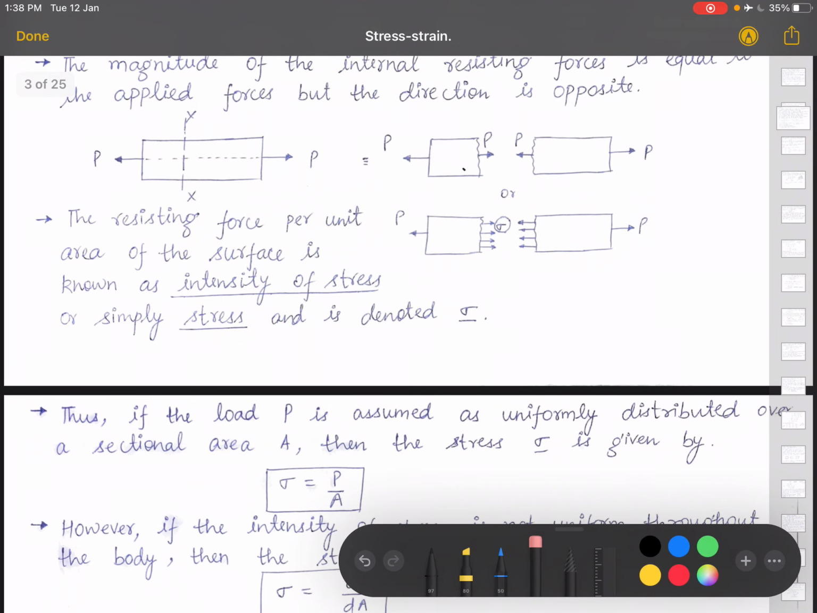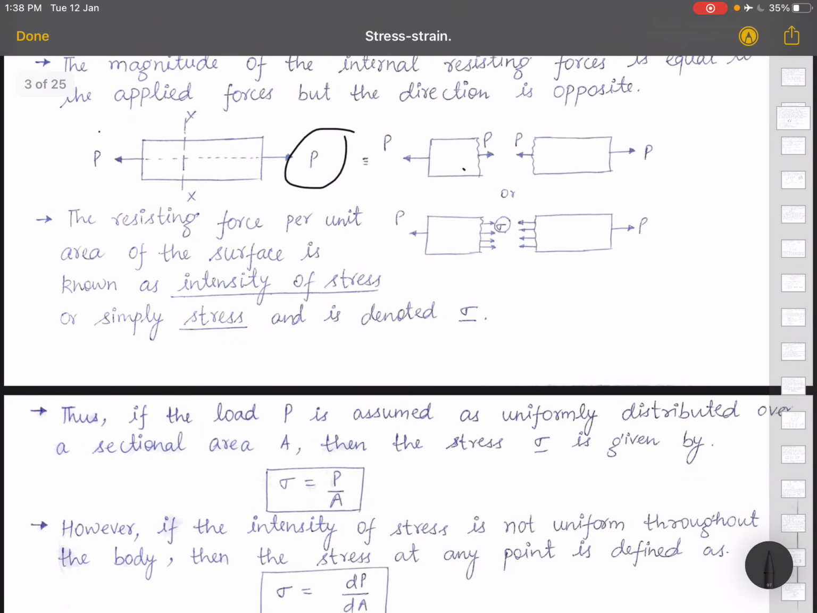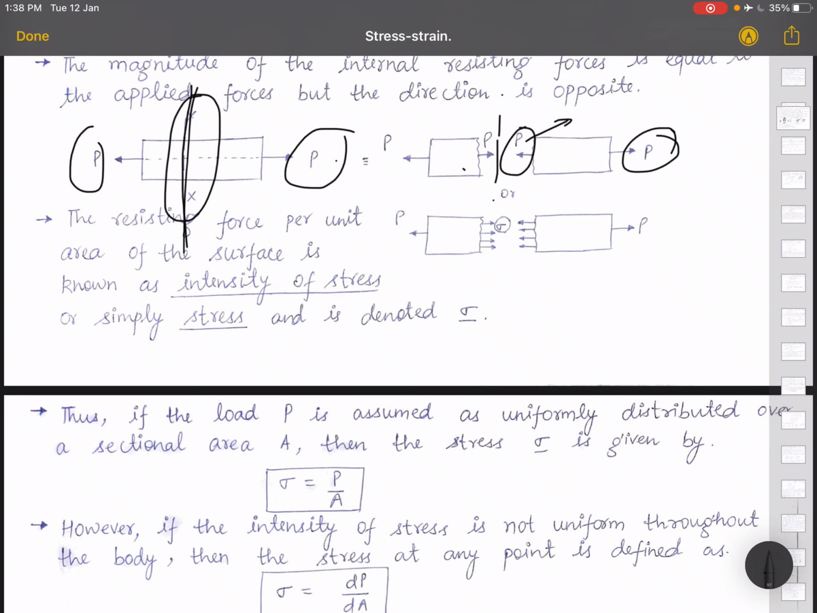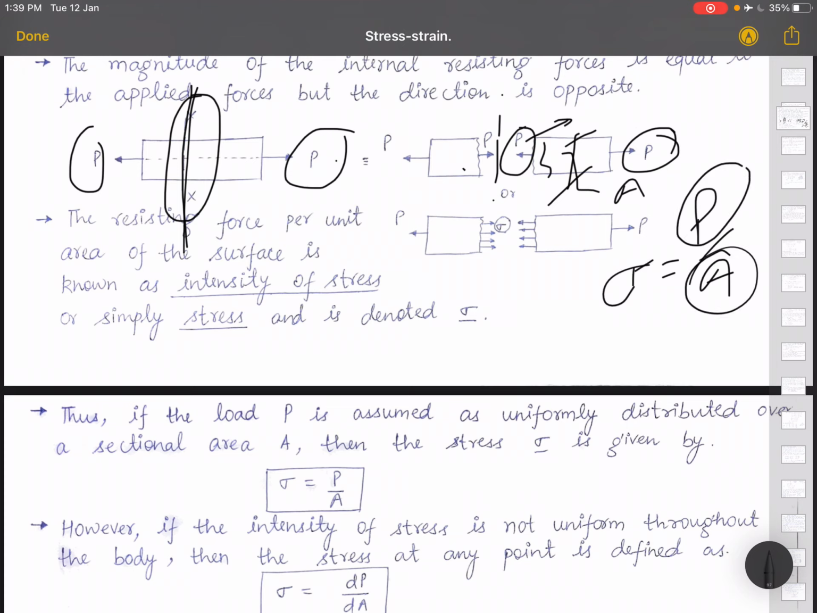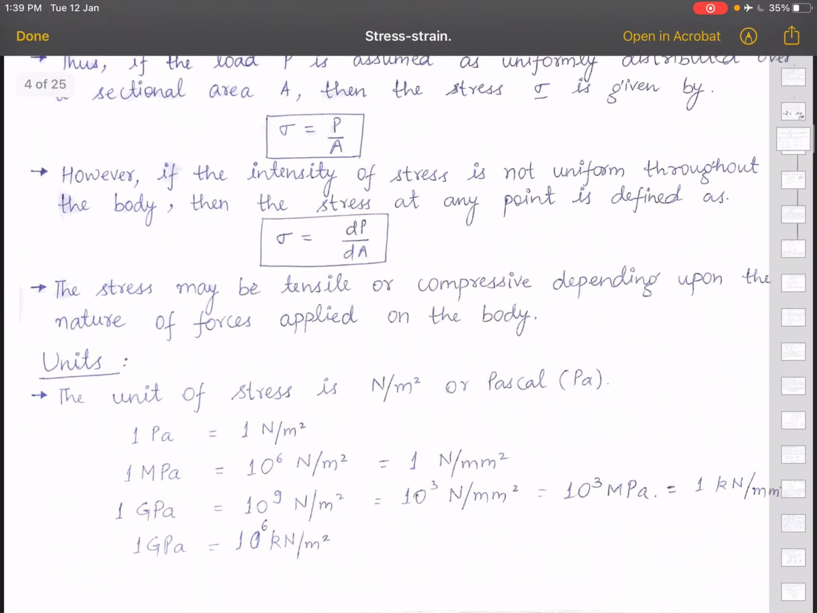So let me just tell you once more. This was the load. Now we want to see the action of this load at this cross section XX. What we have done is parted the body at XX, so this side and this side. This was P. So by the equilibrium condition, P force will be generated here. So this force per unit area, if the cross-section area is A, this P by A will be termed as stress. Stress is internal resistance per unit area. Clear? And it's denoted by sigma. This is the denotation of the stress.